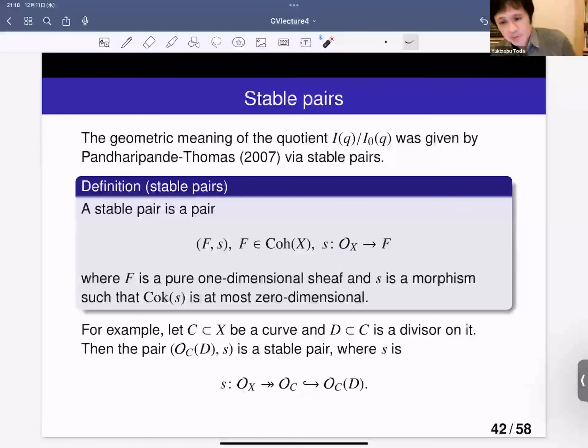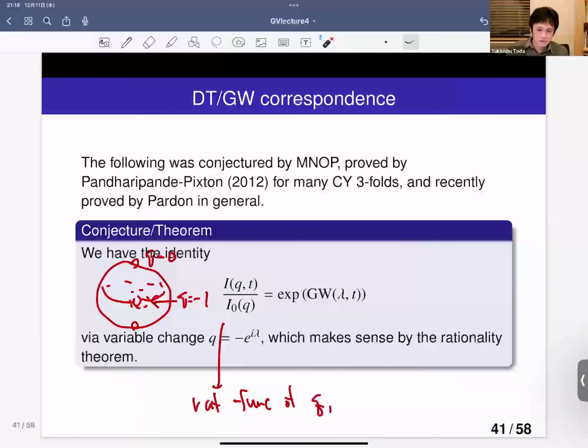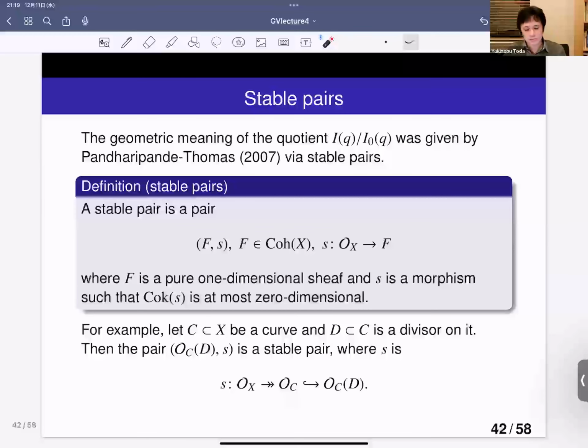So then I'm going to also explain about another DT type invariant that is called stable pairs. The point is that if you look at the DT/GW correspondence, this is a quotient series. So it is not convenient to consider the quotient series. We want to consider the generating series without taking the quotient series. And in fact, the stable pair was considered by Pandharipande and Thomas in order to give a geometric meaning of the quotient series.